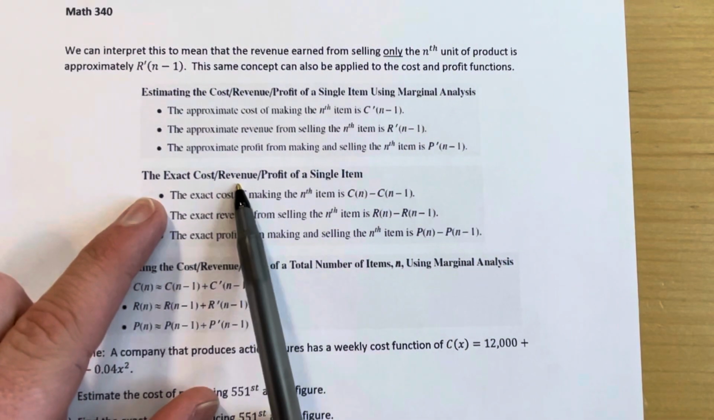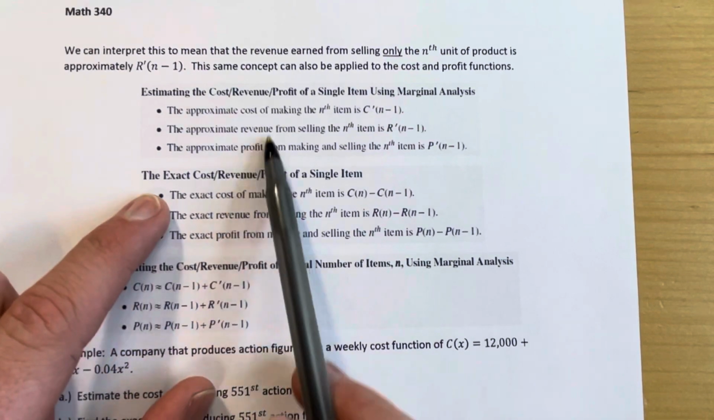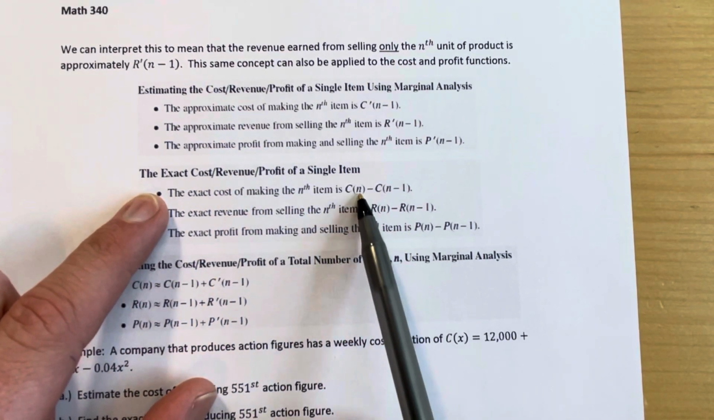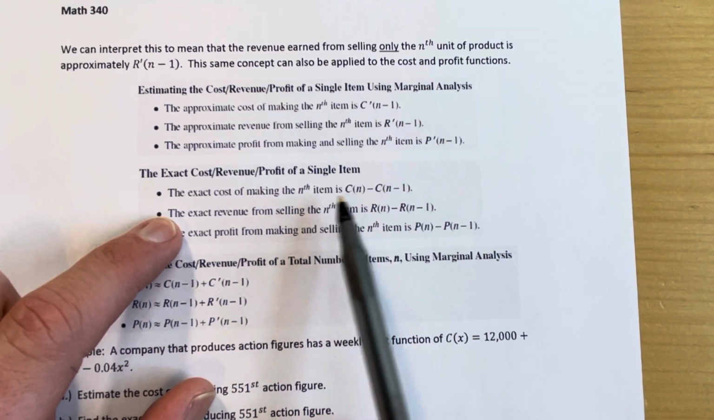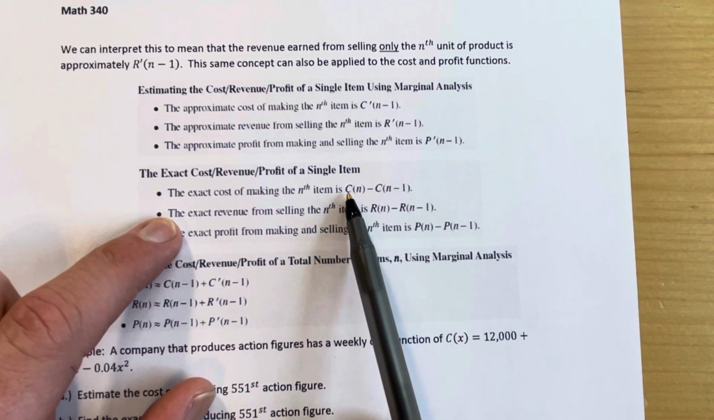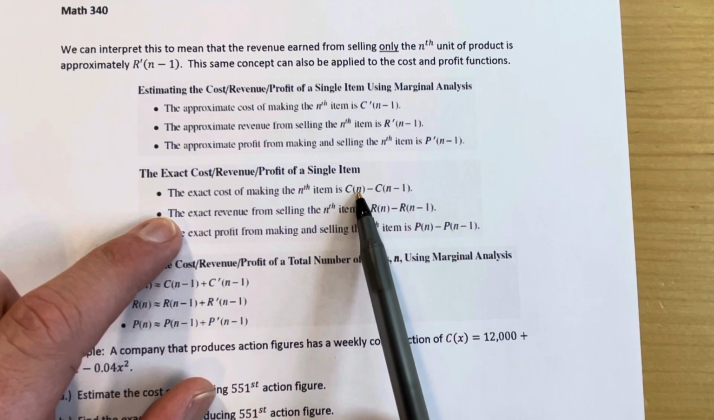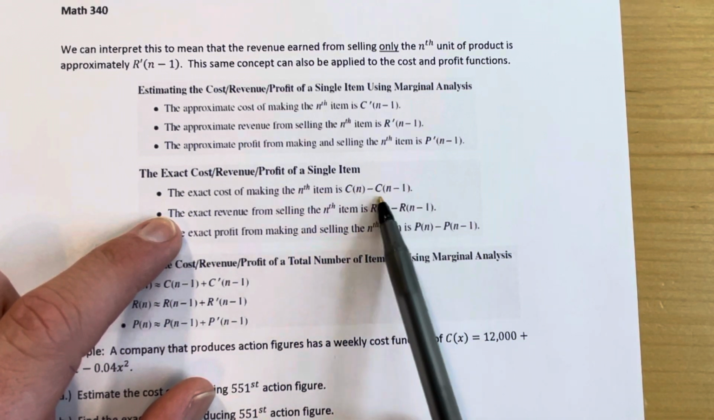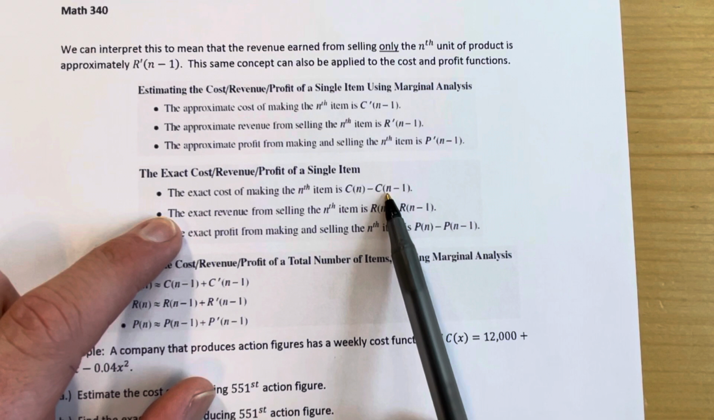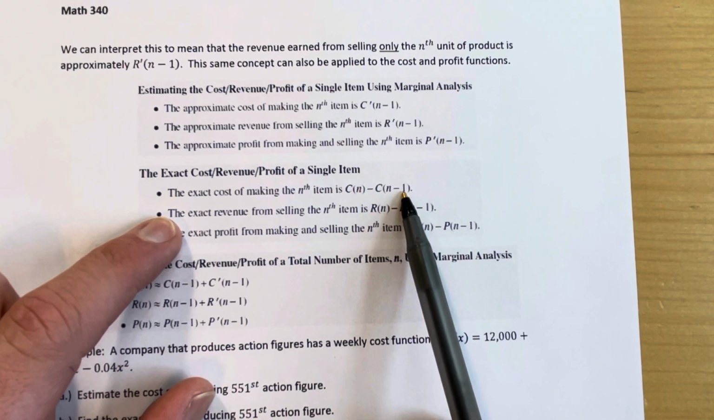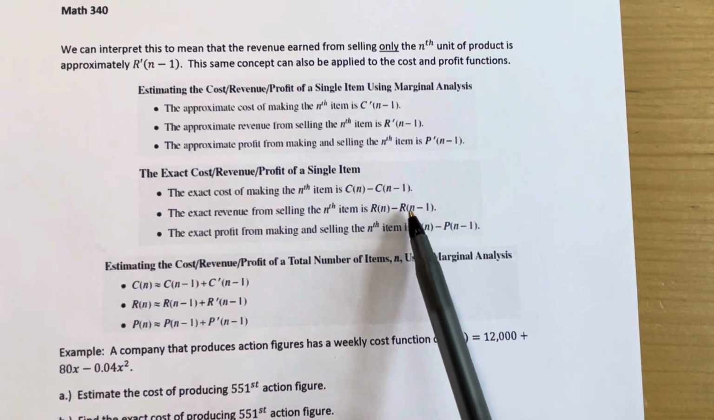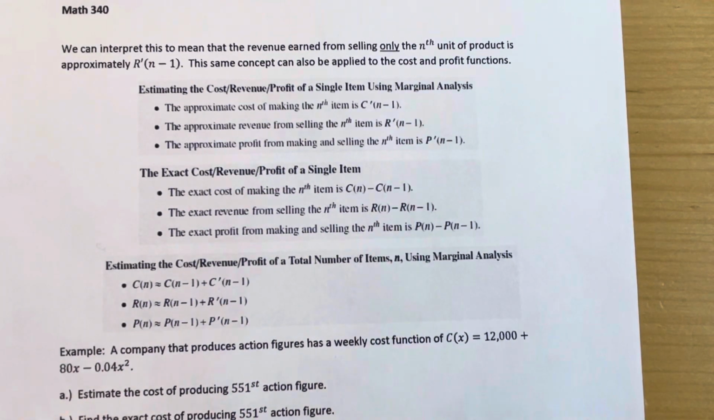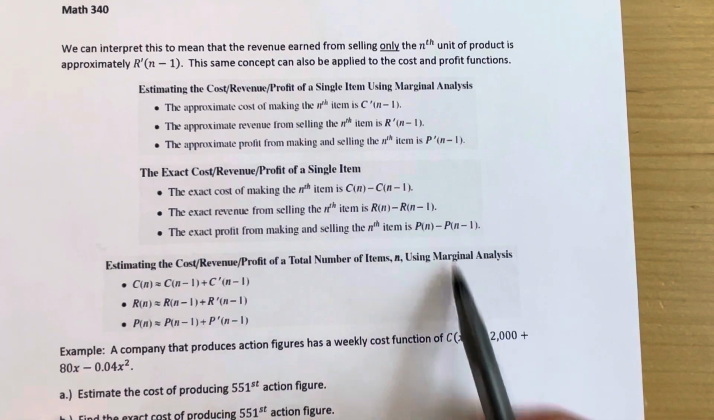The exact cost, so the exact amount that we're approximating up here, can be found this way. If I want to find the cost of the nth item only, I find the cost of producing the first n items altogether, subtract the cost of the first n minus 1 items, because that would leave me with only the cost of that nth item. Similar application for revenue and profit.